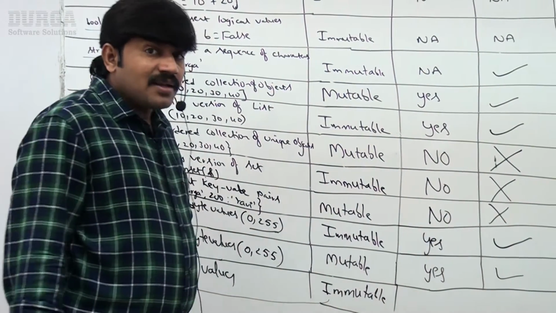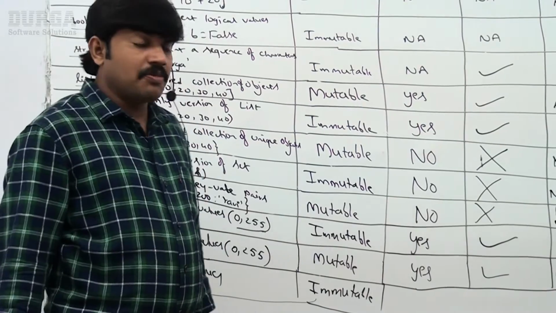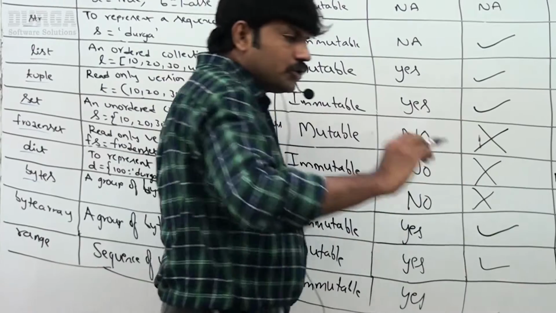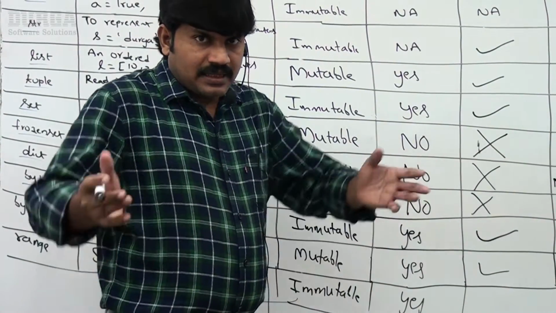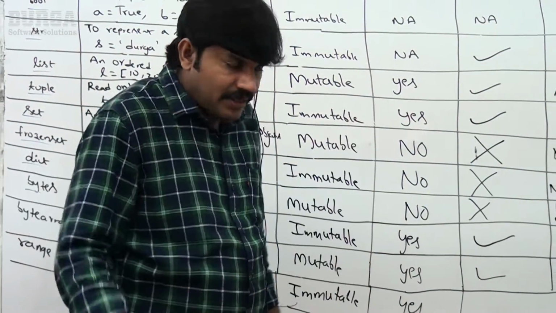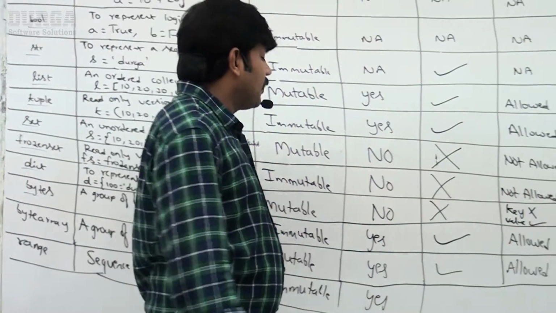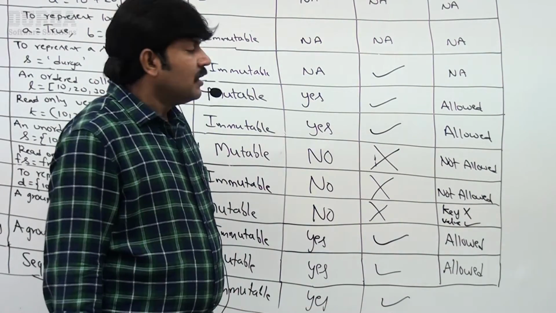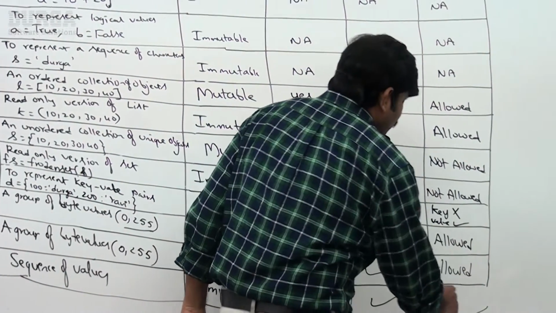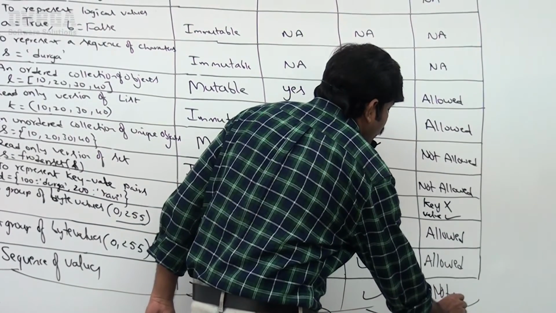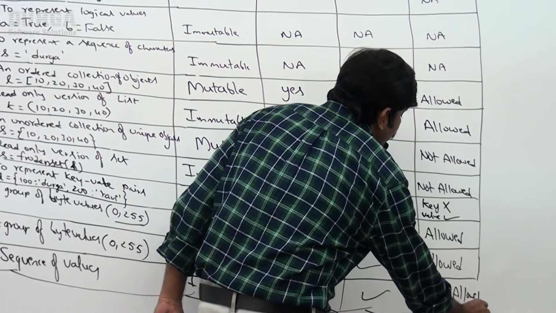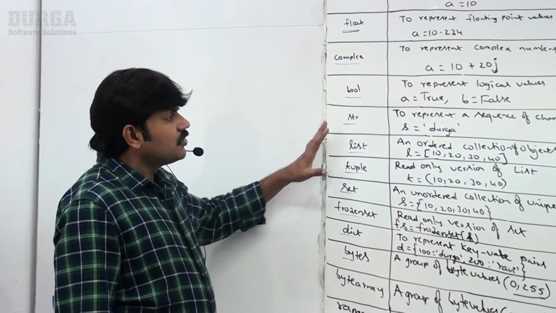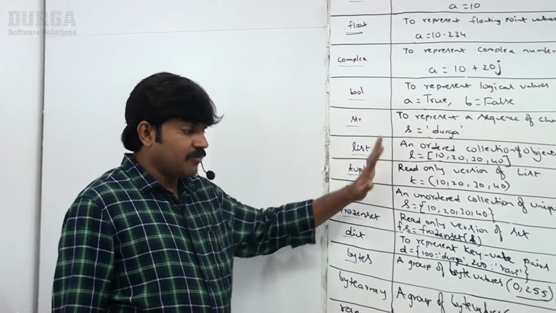Next, is order important or not? Yes, order is important for the range, because 0 to 9, 1 to 10 or 10 to 20, order is there. Next, is the indexing concept applicable or not? Perfectly applicable, no problem at all. Next, are duplicates allowed or not? No, not allowed. Duplicates are not allowed in the case of sets, and in the case of range. Remember, that's all. These are the various data types we have.